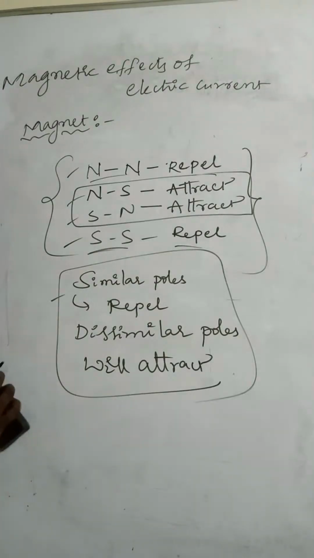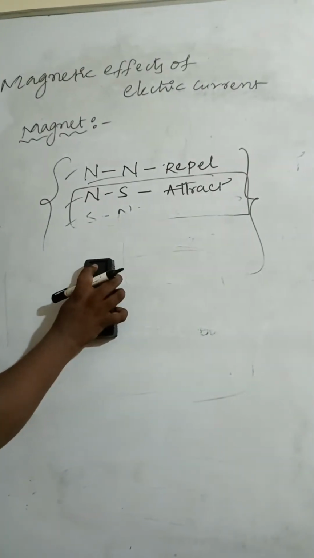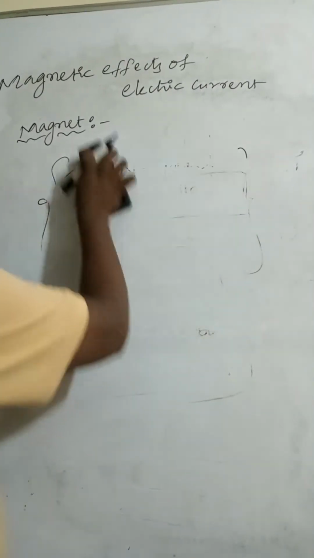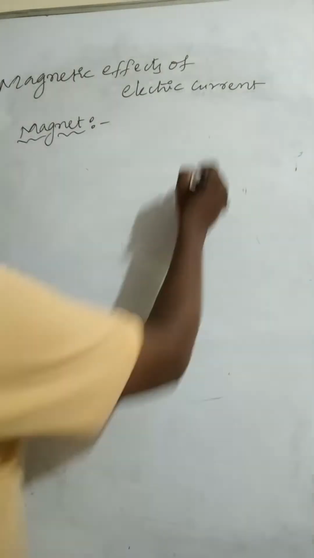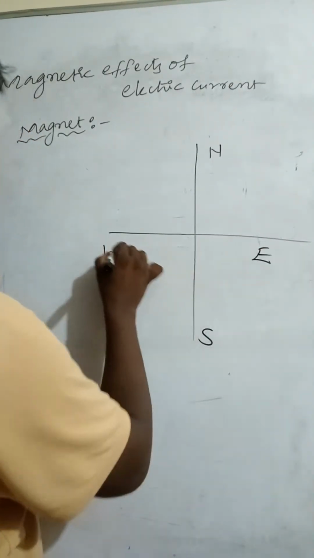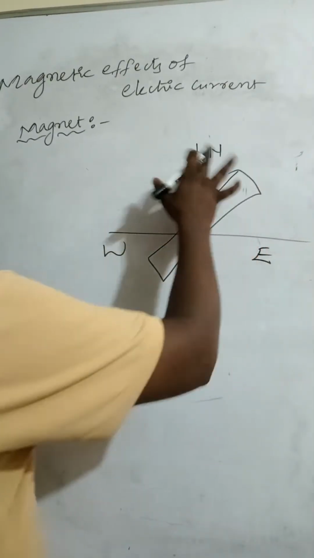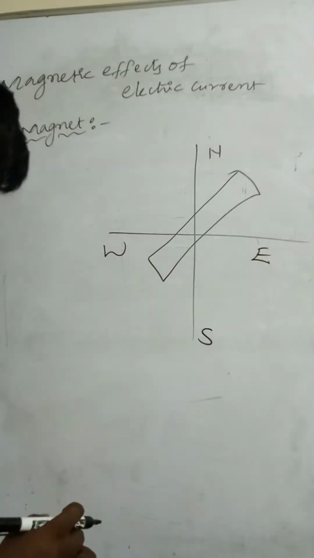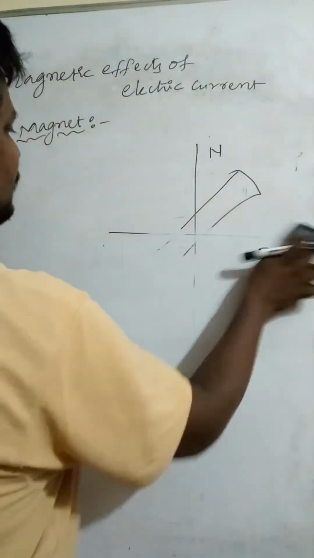That is about the attractive or repulsive property. Next, if you suspend the magnet freely, it always shows the north and south direction, though somewhat tilted, not exactly. That is the directive property.